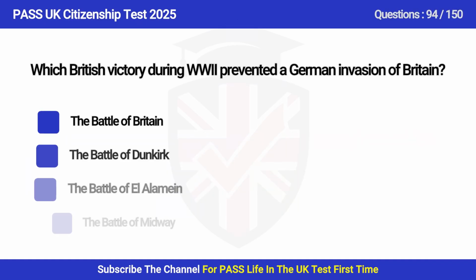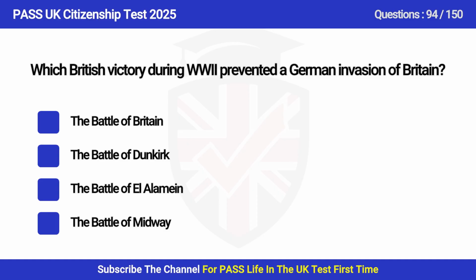Question 94. Which British victory during World War Two prevented a German invasion of Britain? A. The Battle of Britain, B. The Battle of Dunkirk, C. The Battle of El Alamein, D. The Battle of Midway?